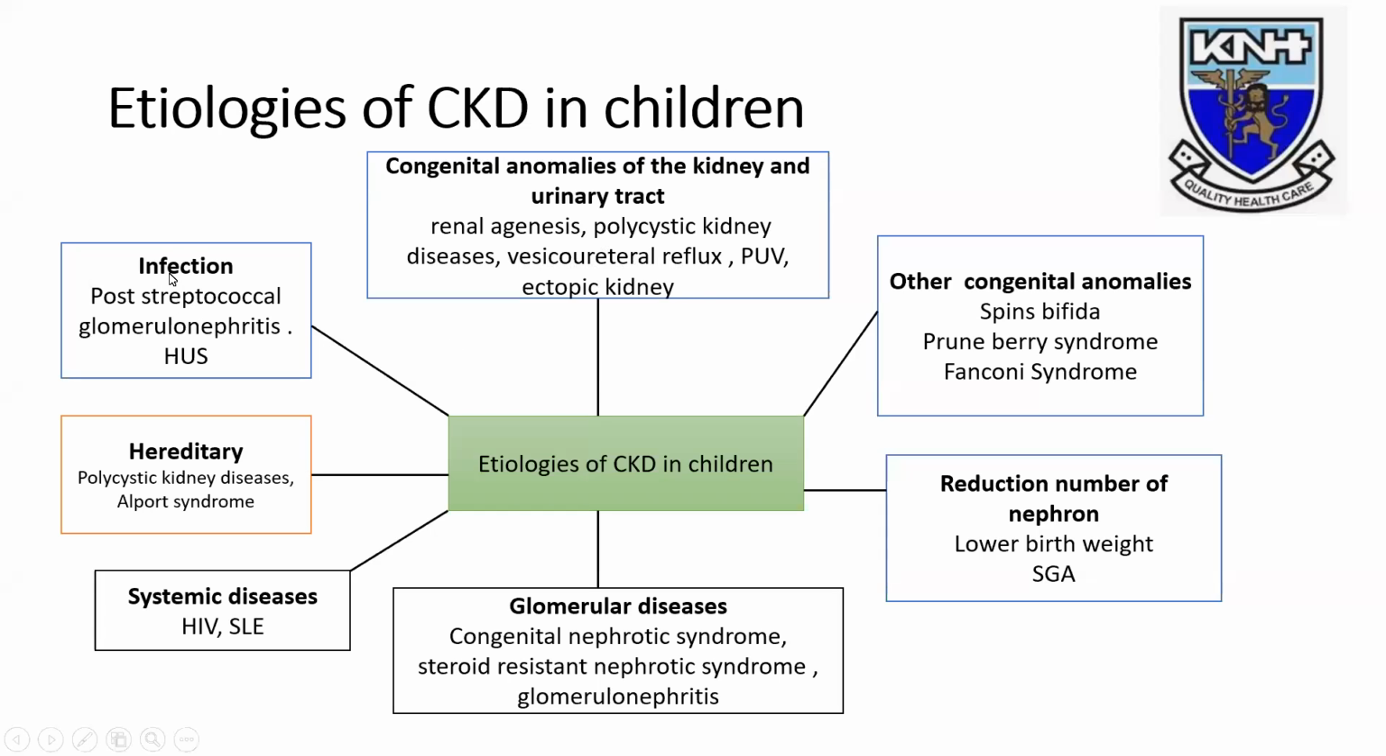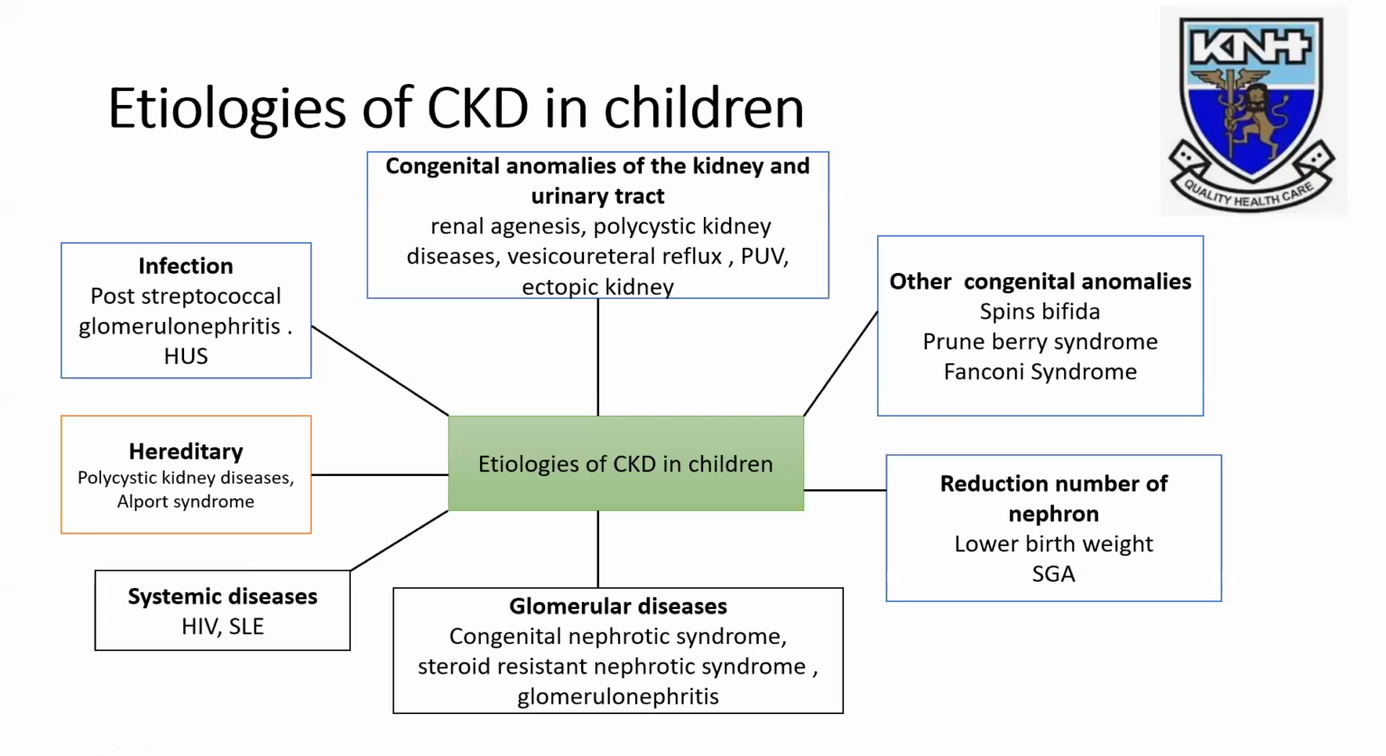You can talk also about infections like glomerulonephritis, and hemolytic uremic syndromes. Some of them can be hereditary, like polycystic kidney disease, again, and Alport syndrome, which affects collagen 4. You can have systemic diseases like HIV, hepatitis B, lupus, sarcoidosis. You can have other congenital anomalies like spina bifida, prune belly syndrome, and Fanconi syndromes, which also tend to increase nowadays.